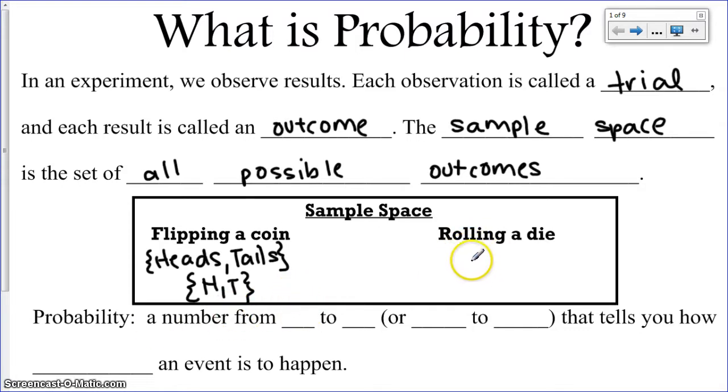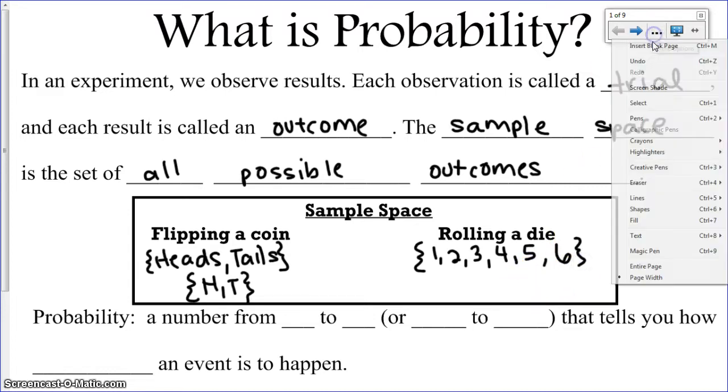Also, think about rolling a dice. So say you're rolling a dice like you would in a board game. Well, the only outcomes that you could get on a regular six-sided die are 1, 2, 3, 4, 5, or 6. So there are 6 outcomes in our sample space.